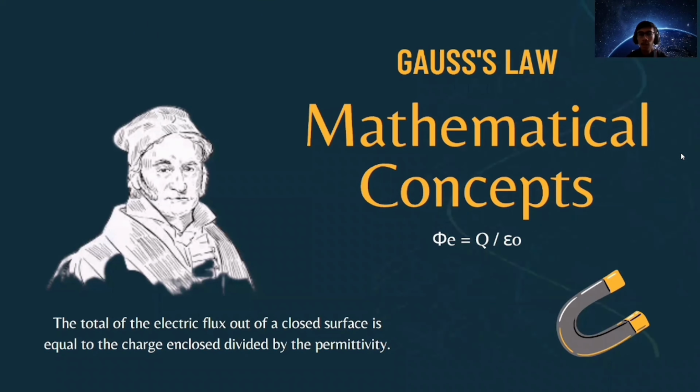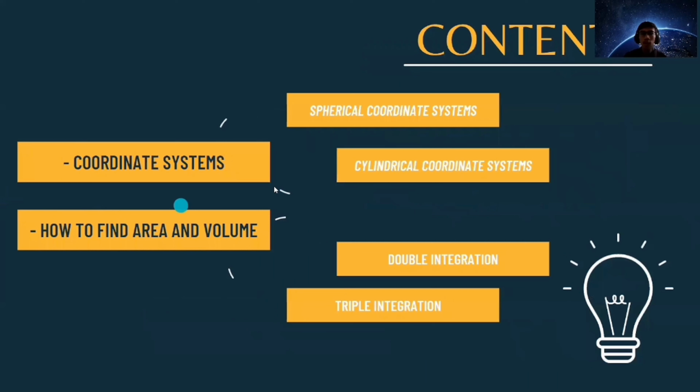Hi everyone, now I'm going to share about the mathematical concept of Gauss's law. My presentation will consist of two subtopics, which are coordinate systems and how to find area and volume from the coordinate system. For Gauss's law, we will focus on the spherical coordinate system and the cylindrical coordinate system. And to find area and volume, we will use the method of double integration and triple integration.